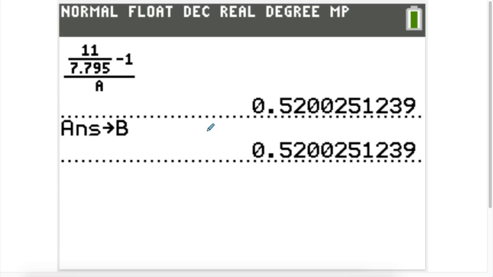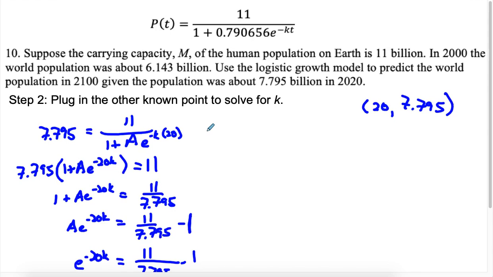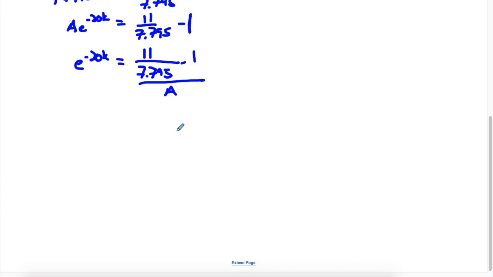So I'm going to go ahead and store that. I'm just going to store it as B, since we already used A. So now in my equation, I go back here. I'm saying that this whole thing, e to the negative 20k, was equal to 0.52 whatever, but we stored that as B. That's a numerical value here. So now I have my exponential by itself.